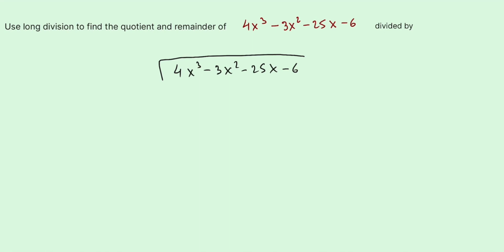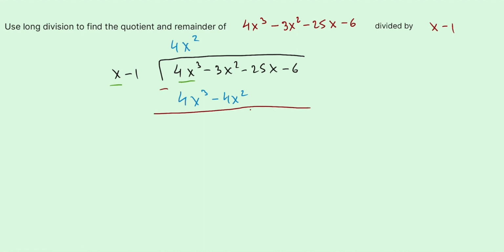Now let's say we are dividing the same polynomial by x minus 1. Again, we divide the first term by the first term of the factor, and we get 4x squared. Then we multiply 4x squared by x minus 1, and we get 4x cubed minus 4x squared. Now we subtract, and we get 0 for the first term. Negative 3x squared minus negative 4x squared gives us x squared. Everything else we bring down, so we get negative 25x and minus 6.